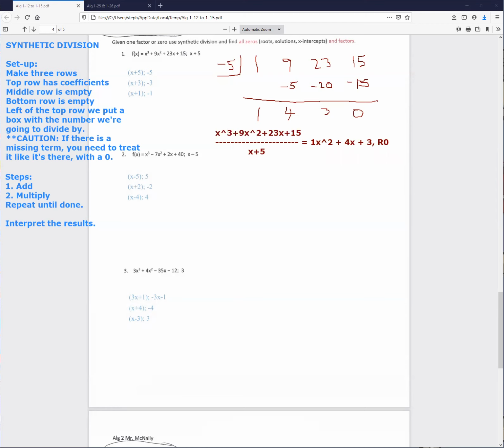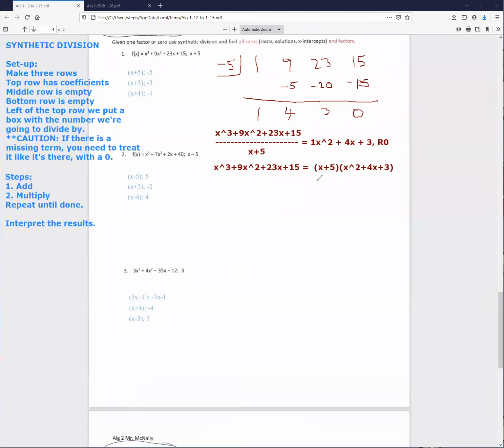So another way of writing what we just said here is that x to the third plus 9x squared plus 23x plus 15 is equal to x plus 5 times x squared plus 4x plus 3. And that's what I really want you to think of this result as: we have turned our original into this slightly factored version.